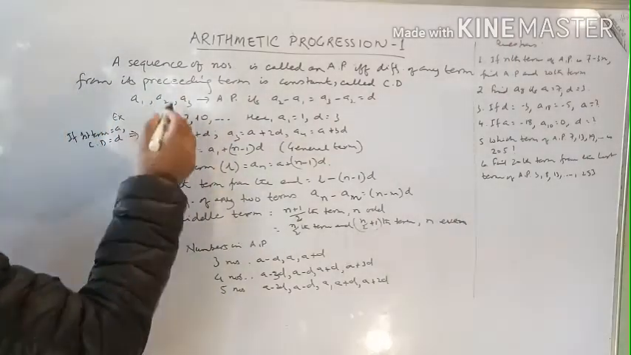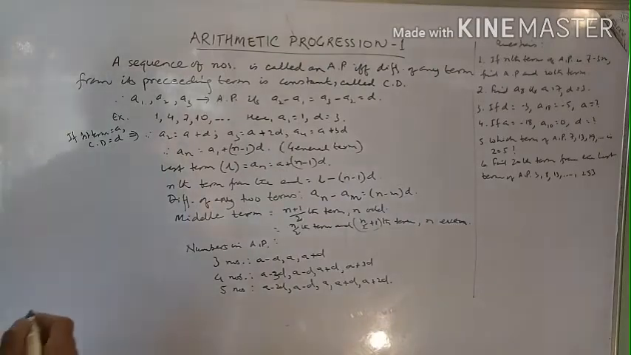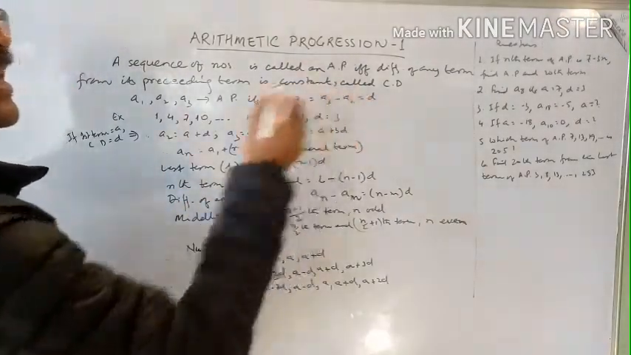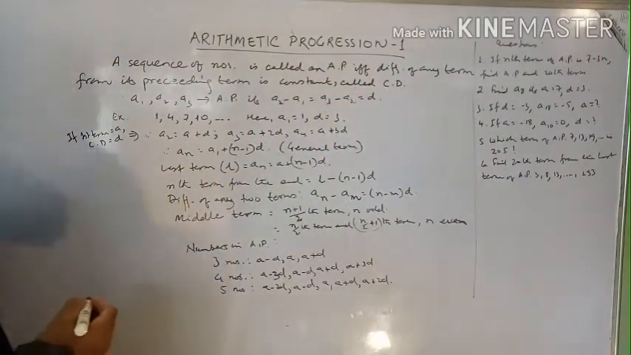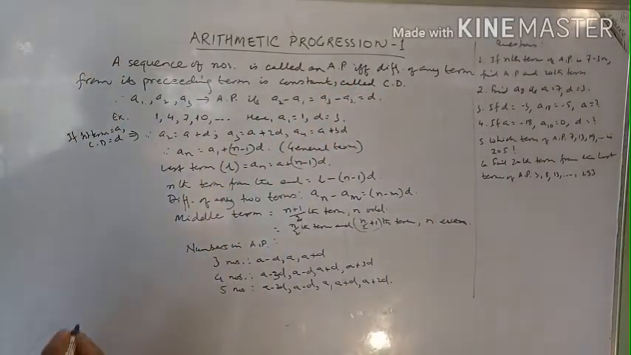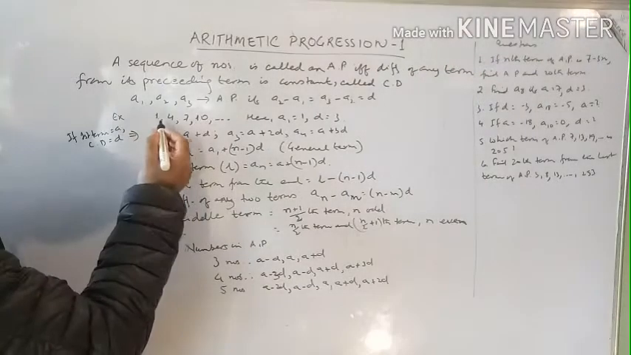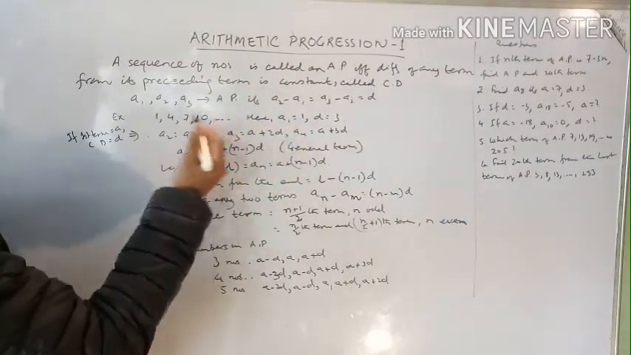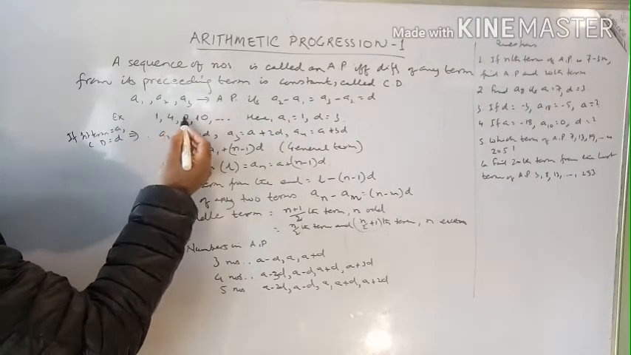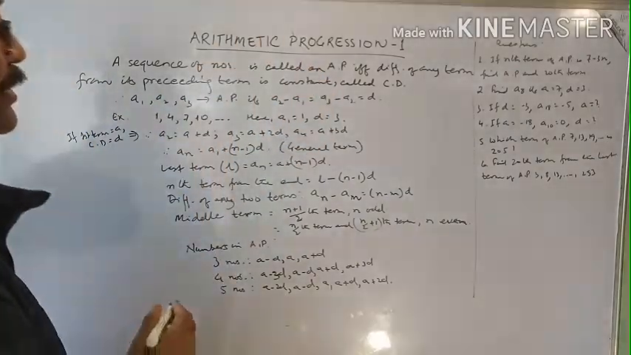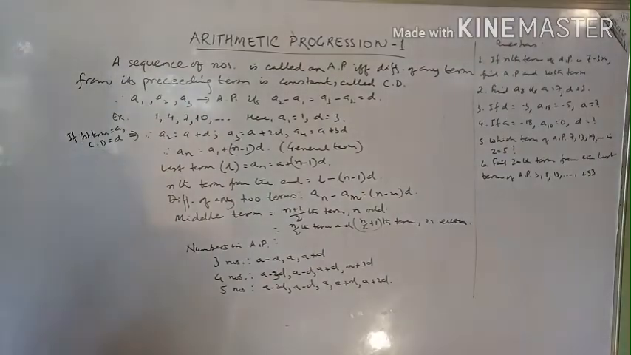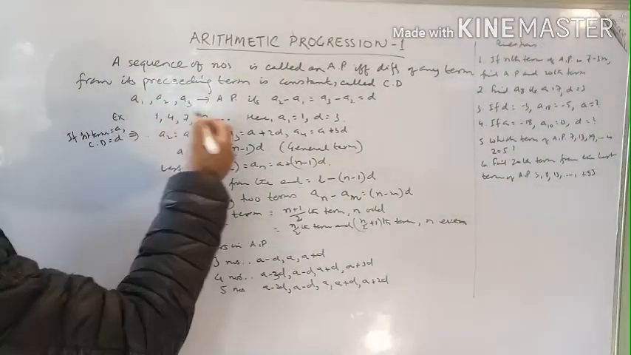So if you take two consecutive terms, the difference is always equal, and that is denoted by small letter d, which is called the common difference. For example, now take this list of numbers, a sequence 1, 4, 7, 10, and so on. Dots indicate that there are many terms following the same rule.